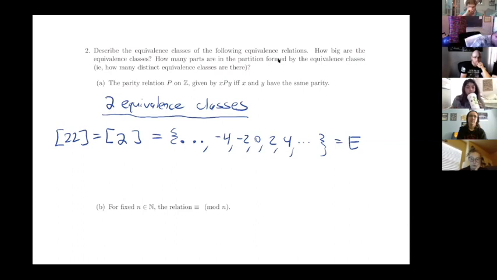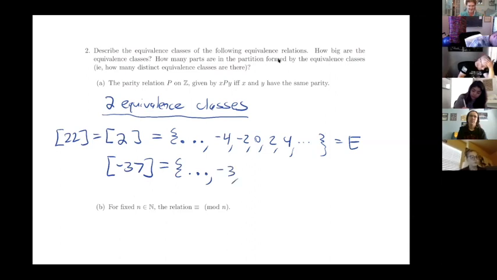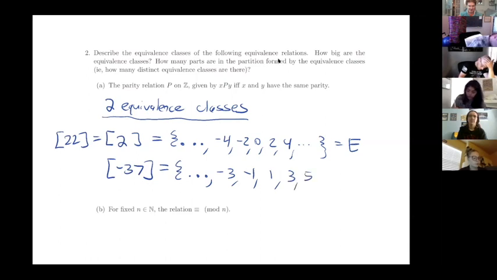And then we have a second one, which we can pick any element that you want for that one. And this would be the set of odd numbers. Forgot one. Any questions about that?